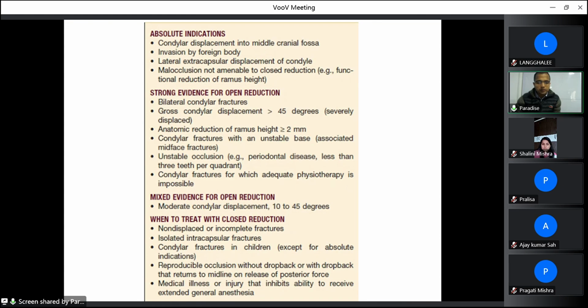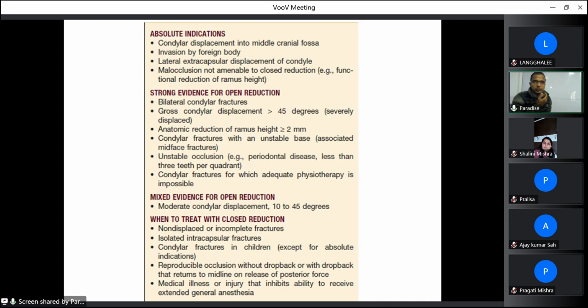Next is reproducible occlusion without drop back, or with drop back that returns to the midline on release of posterior force. This you have to check intraoperatively. In most cases, the condylar fracture is associated with other fractures as well, so you have to operate the other fracture. Let's say there is a condylar fracture associated with a parasymphysis fracture. If you do open reduction internal fixation in the parasymphysis region, then you have to check the mouth opening and other problems.